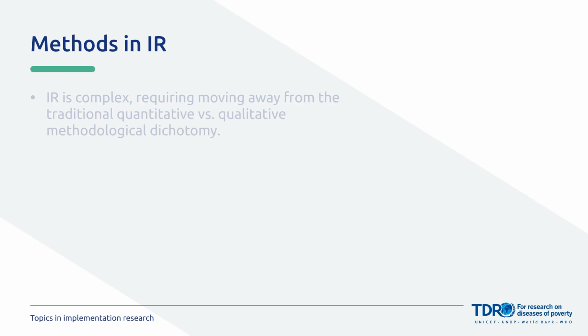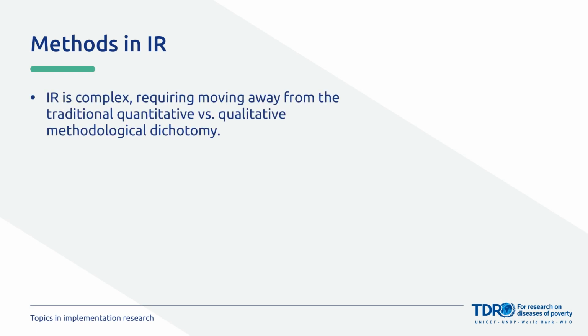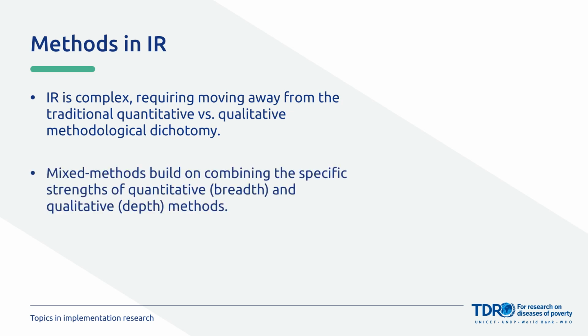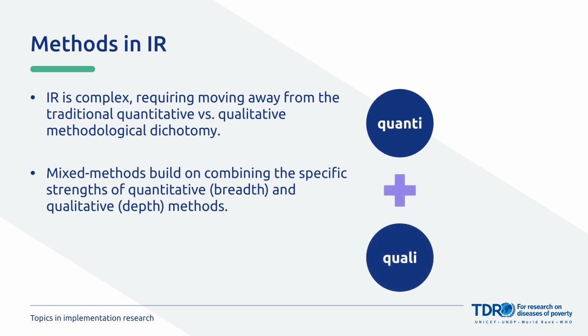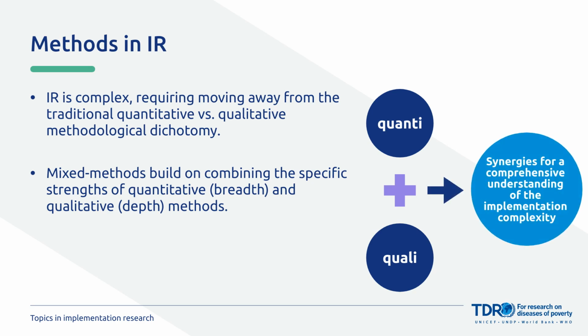Implementation research is complex, requiring that researchers move away from the traditional quantitative versus qualitative methodological dichotomy. Mixed methods research, as its name suggests, harnesses the unique strengths of both quantitative, representing the breadth, and qualitative, representing the depth, methodologies. It marries the expansive scope of quantitative analysis with the rich insights provided by qualitative exploration. Through this, synergies are developed that help researchers have a comprehensive understanding of the implementation complexity.